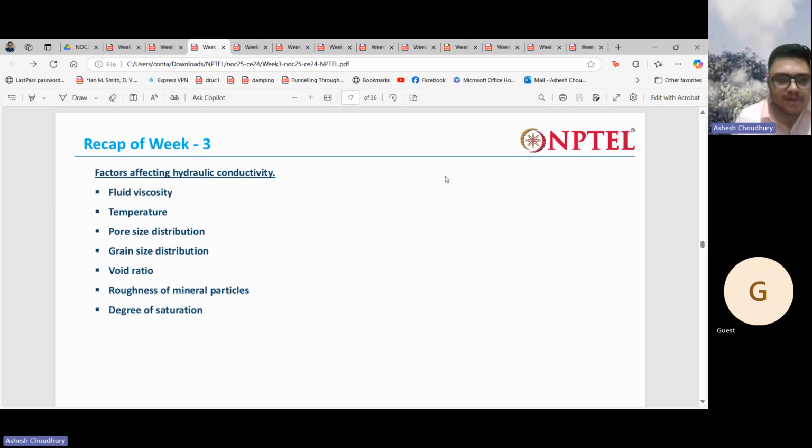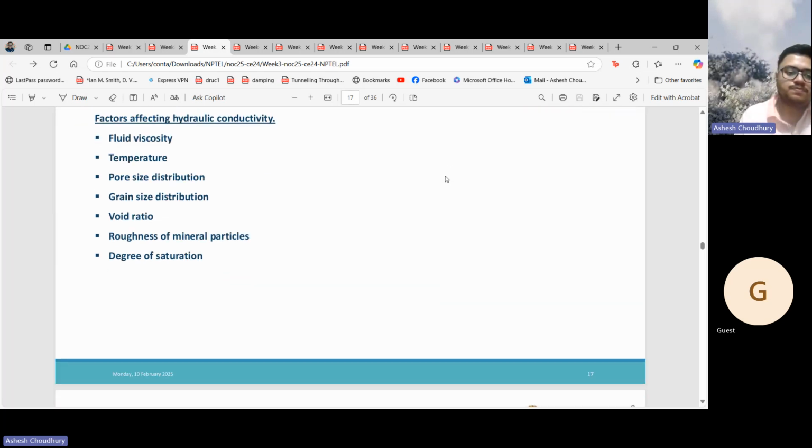So what are the factors affecting hydraulic conductivity or permeability? You have the fluid viscosity, temperature, pore size distribution, grain size distribution, void ratio, and roughness. I'm not discussing again how each of these quantities affects hydraulic conductivity, but see in your textbooks properly how each of these increases or reduces the hydraulic conductivity.